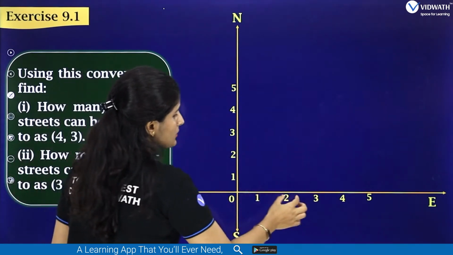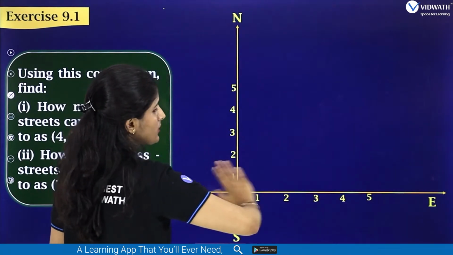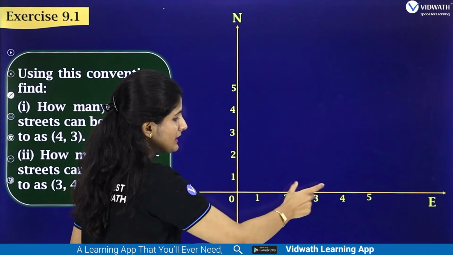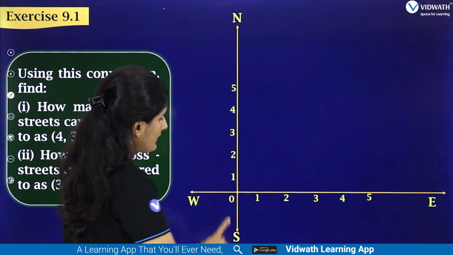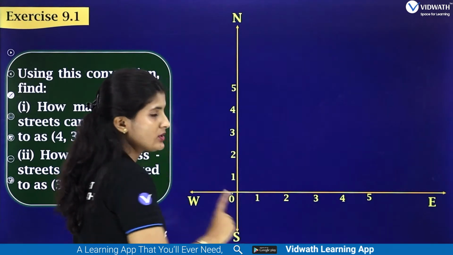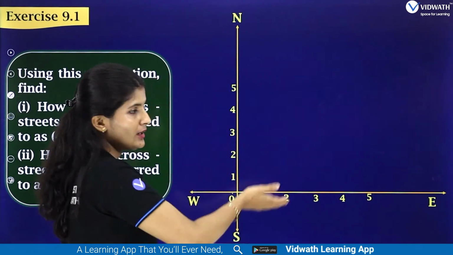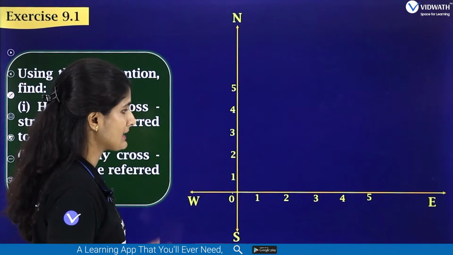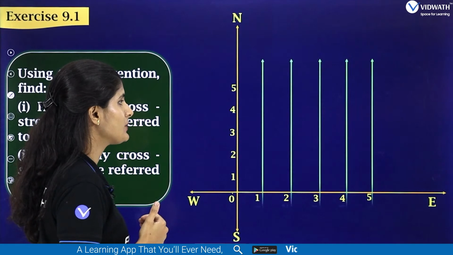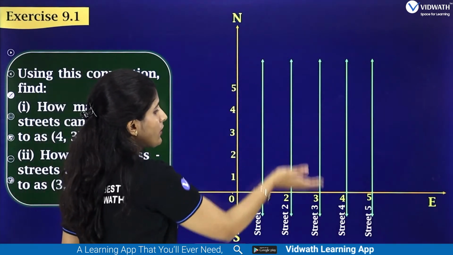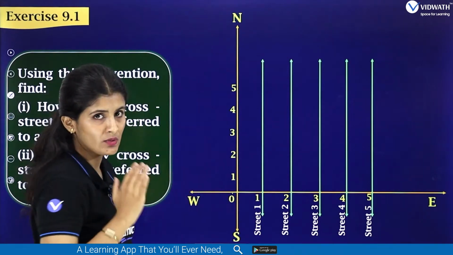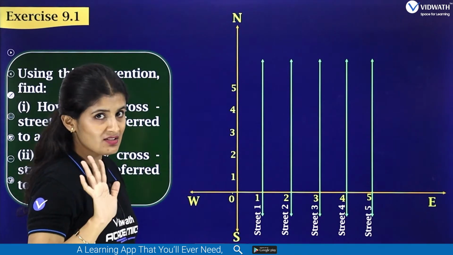And the 1, 2, 3, 4, 5 that you notice on both of these axes are at unit distances from each other. That is, the length 0 to 1 is unit distance, 1 to 2 is unit distance, and so on in both the axes. Next, we will draw the streets. First, we are going to draw all the streets that are parallel to the road in the north-south direction. There are 5 such streets.